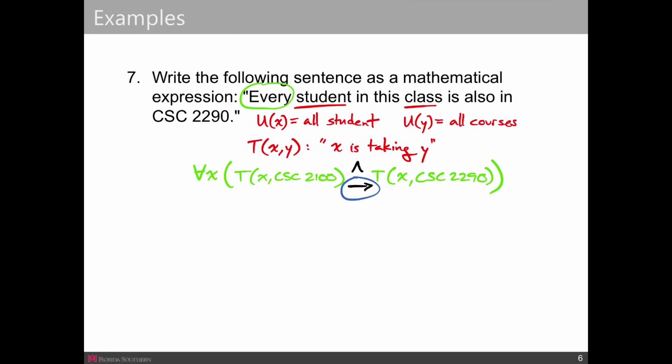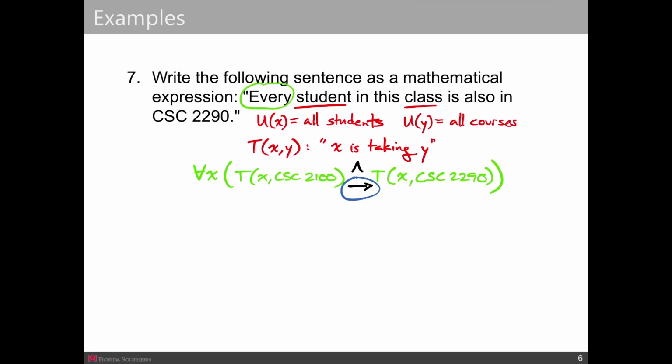If we chose the conjunction, what we're claiming is that of all of the students at Florida Southern, every student must both be taking 2100 and be taking 2290. Well, there's only like 50 students taking 2100, so that's not true for every student, right? Many of your friends are not taking 2100. So that would make this whole expression false.